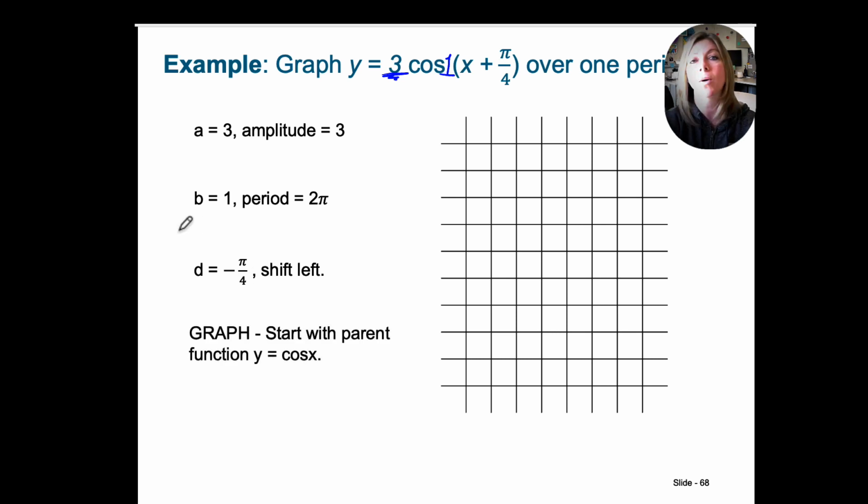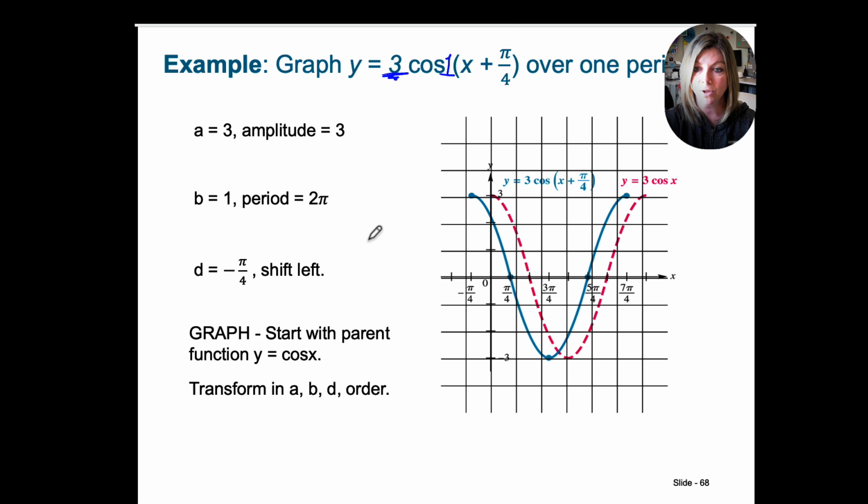And now we're going to start with the parent function, which is y equals cosine of x, and we're going to make our transformations in this order. A, B, followed by D. Okay. First one, parent function, let me add that parent function to this visual. Parent function y equals cosine of x would start up here at 1.